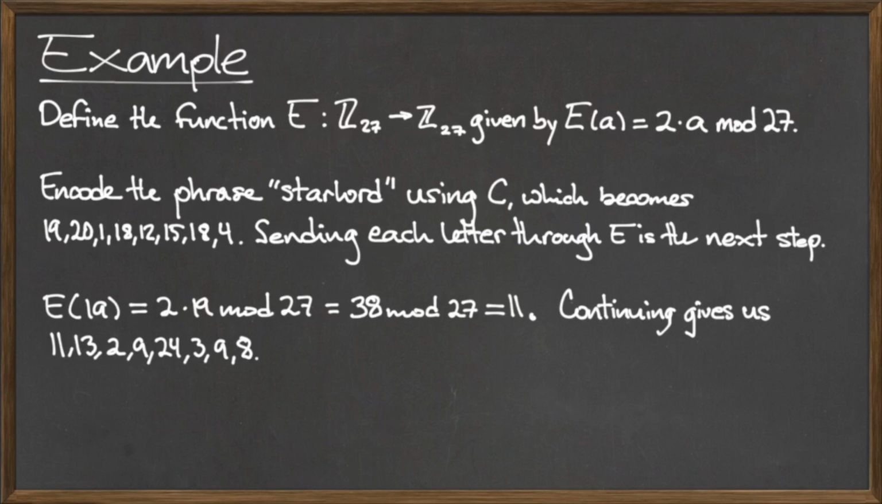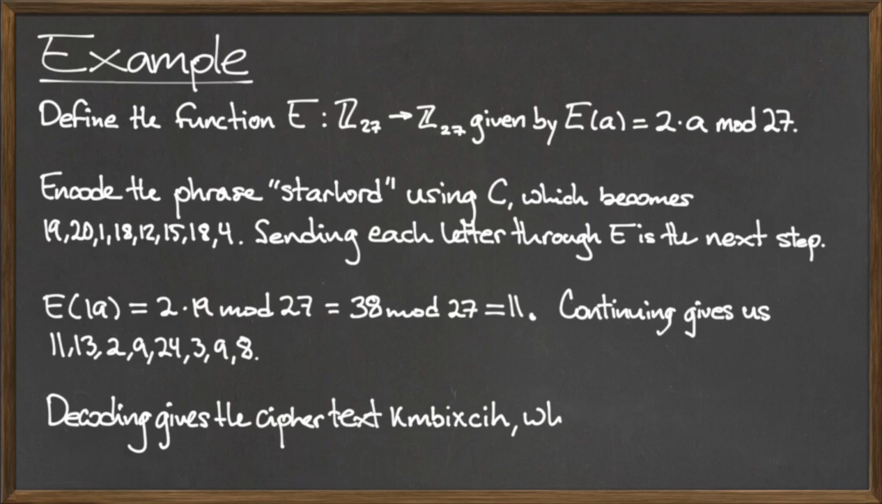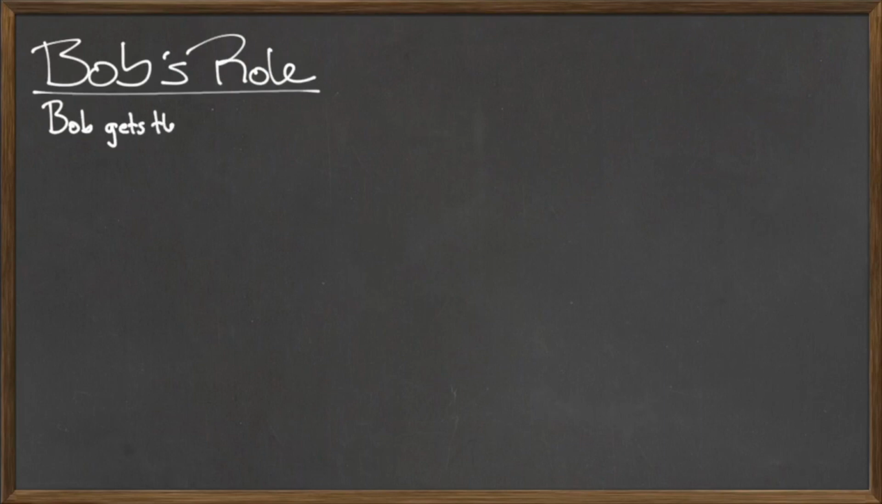9, and 8. Finally, Alice converts these encrypted numbers back to plaintext with the decoding function C-inverse. Decoding each of these numbers yields the ciphertext KMBIXCIH, which is then sent to Bob. Now, in order to recover Alice's plaintext, Bob must undo the encryption.